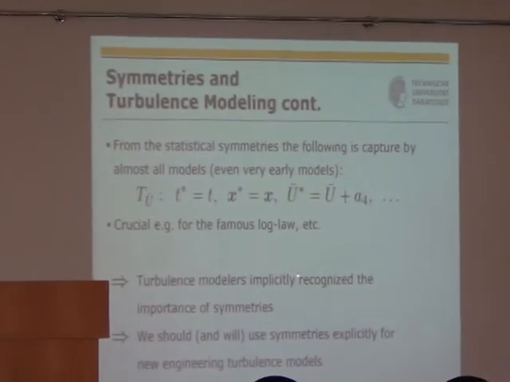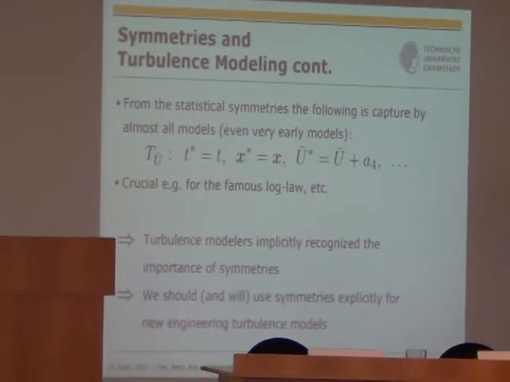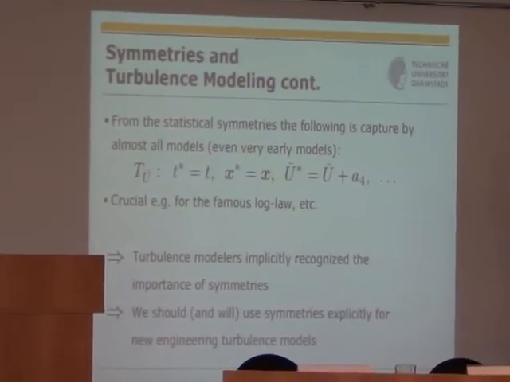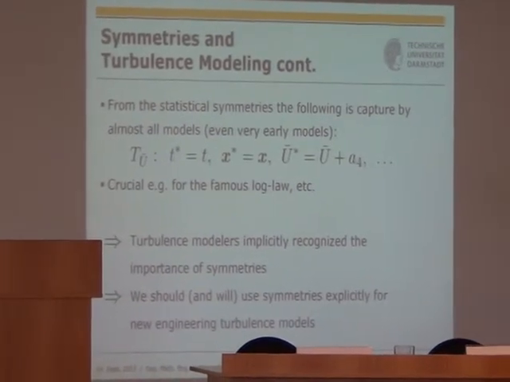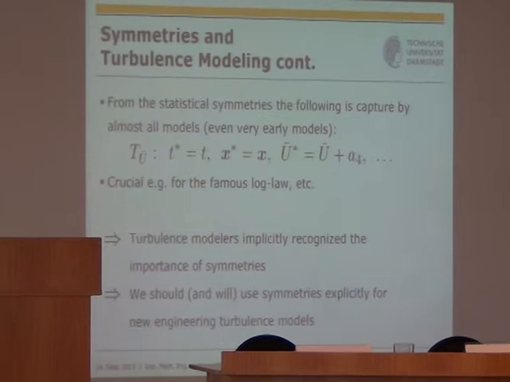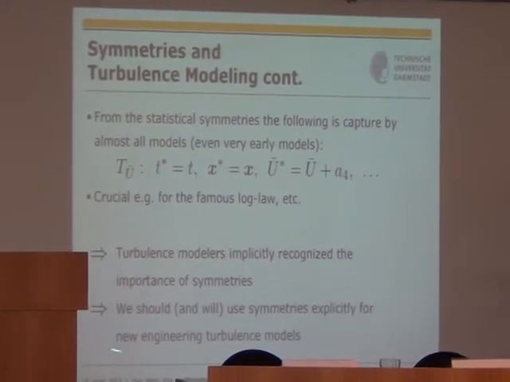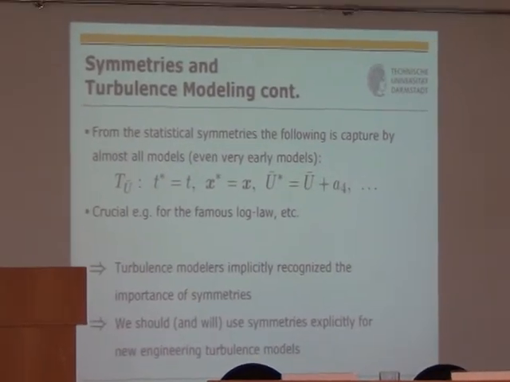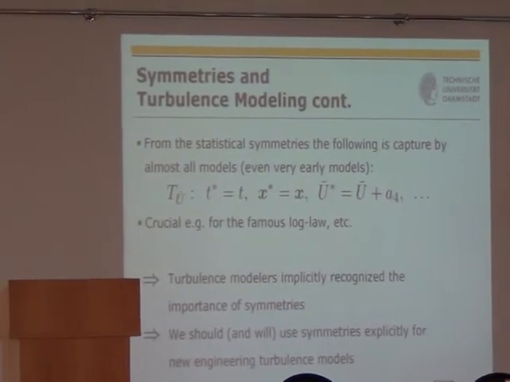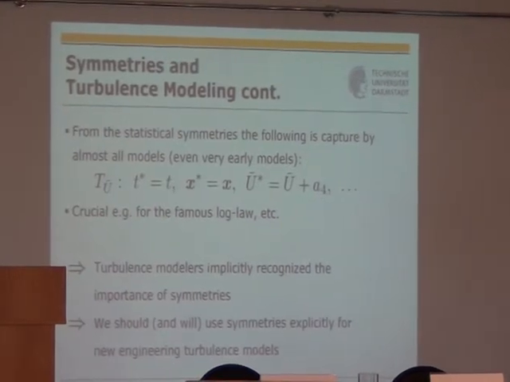So turbulence modelers implicitly recognize the importance of symmetries. Look at the development of turbulence models. Every stage of models was better in terms of symmetries. But you will probably never find any paper where they talk about symmetries. So we should, and we will, use symmetry explicitly for designing new engineering turbulence models. That is the key message, and that is because we believe this is the heart of turbulence and the physics of turbulence that should be implemented.